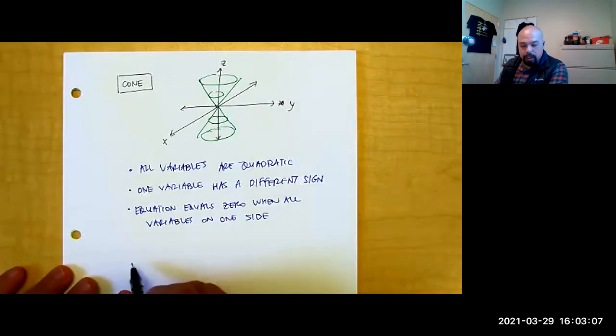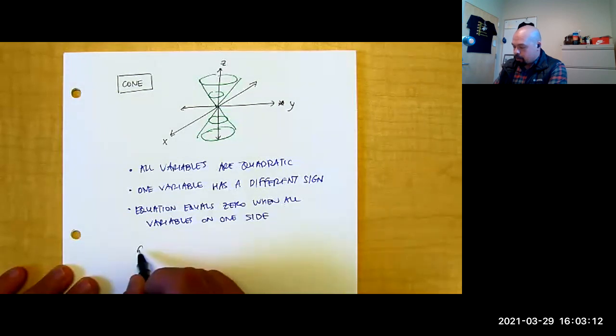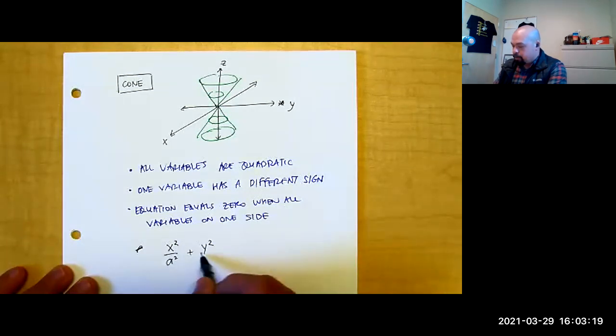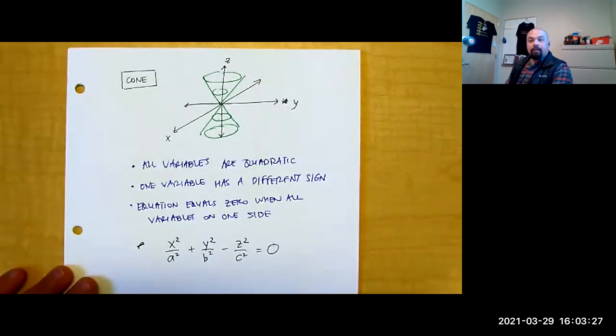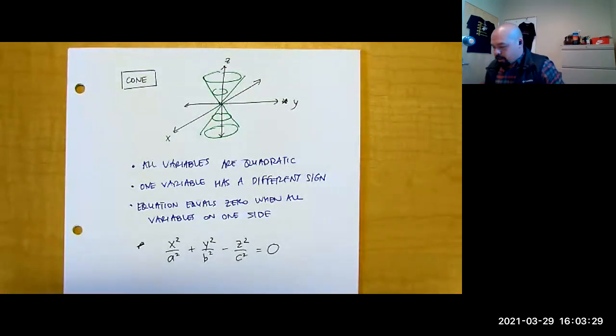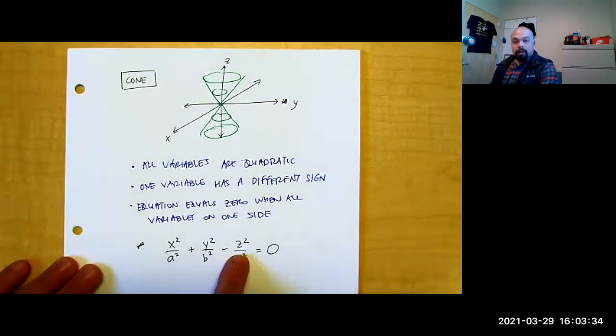And so exactly, if we start to see in these equations, x squared over a squared plus y squared over b squared minus z squared over c squared is equal to 0. That might be a format it takes on, or we can arrange it to be all terms on one side, all quadratics equal to 0. Notice one of those variables, in this case the z, has a different sign.